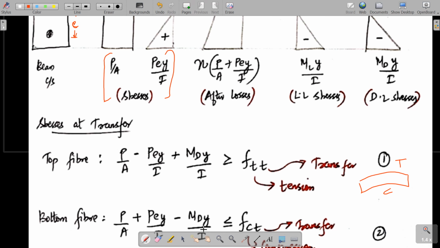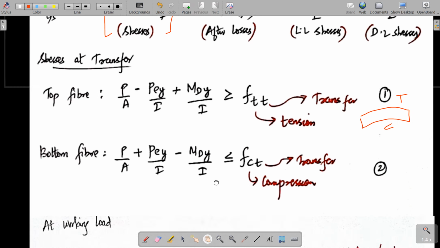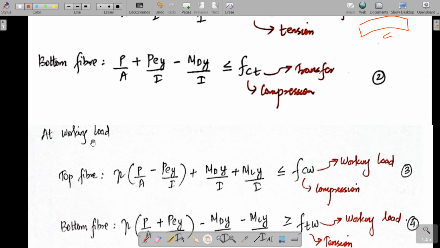And similarly at the bottom you are having compression, that is the bottom fiber. The permissible value for your bottom fiber stress should be less than or equal to FCT, that is the permissible stress in compression at the time of transfer. And similarly at the working load you have the profile like this, that is, most probably you have compression at the top and tension at the bottom. So the top fiber you will have compression and the bottom fiber you have tension.